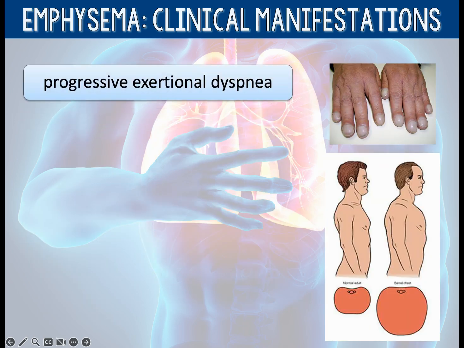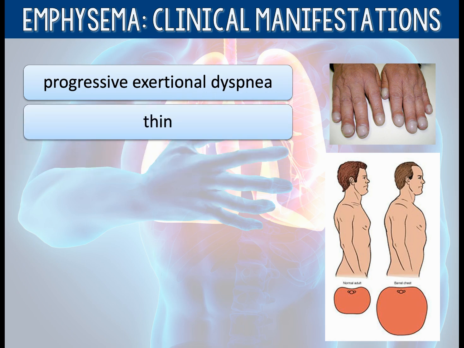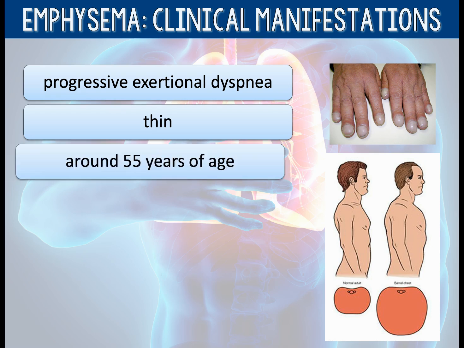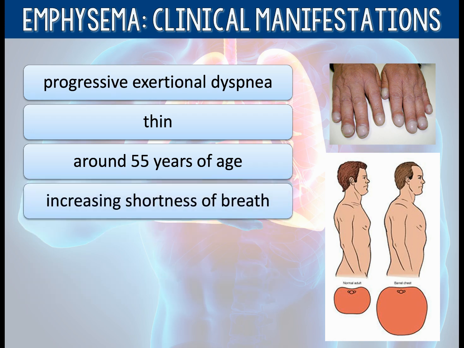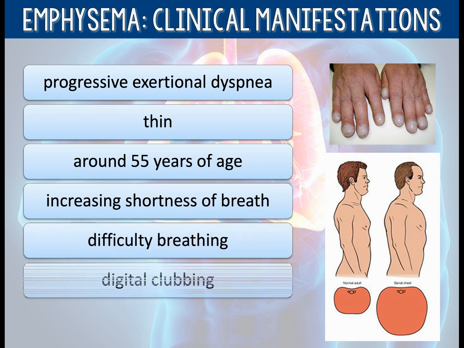So, what do you see with emphysema? You have this progressive exertional dyspnea. As they are moving around, they just get shorter and shorter of breath, more and more. And they're usually pretty thin because they're not getting oxygenated very well. So, they're not metabolizing very well. So, they're very thin. They look kind of malnourished. They're around 55 years old. They are, like I said, having increasing shortness of breath, the progressive exertional dyspnea, and they have difficulty breathing.